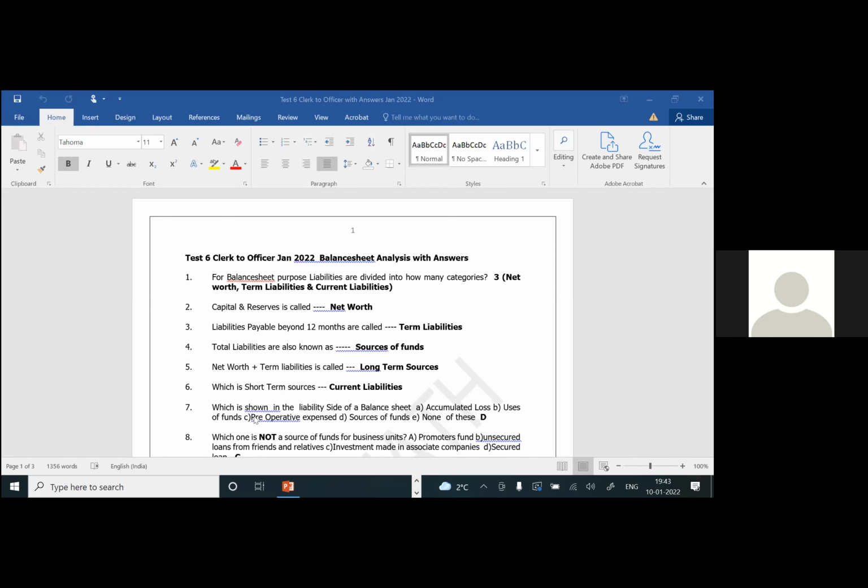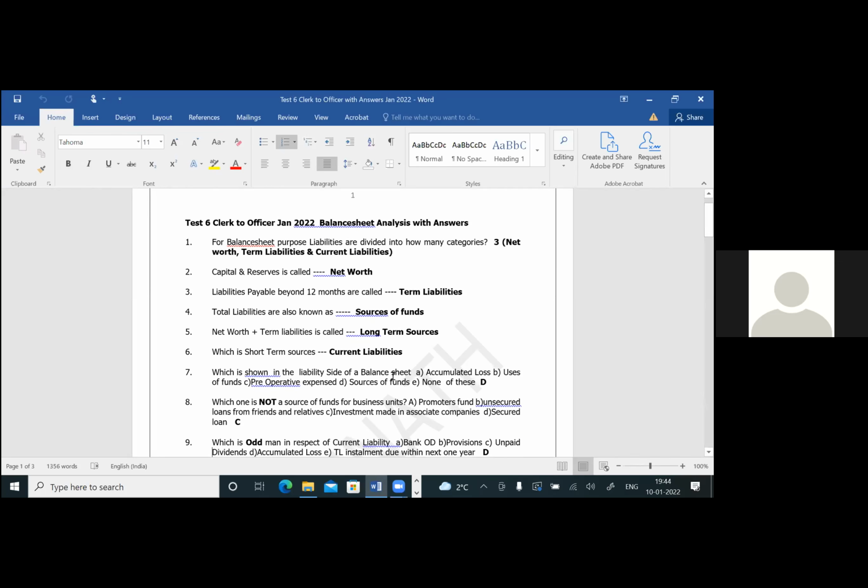Then question number 7. You should be able to answer it. Which is shown on the liability side of the balance sheet? Accumulated loss. Where is it shown, sir? Accumulated loss is an intangible asset, so it is not shown on the liability side. Then uses of funds. Is uses of funds a liability or not? Uses of funds is the asset. Leave it.